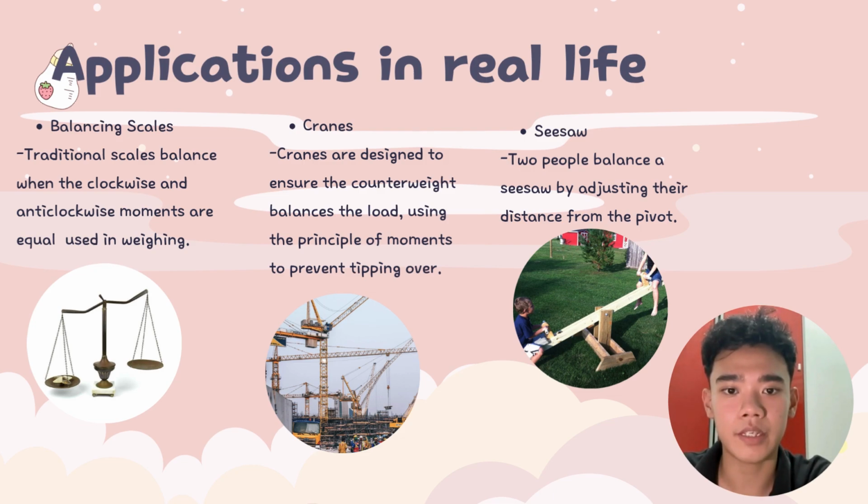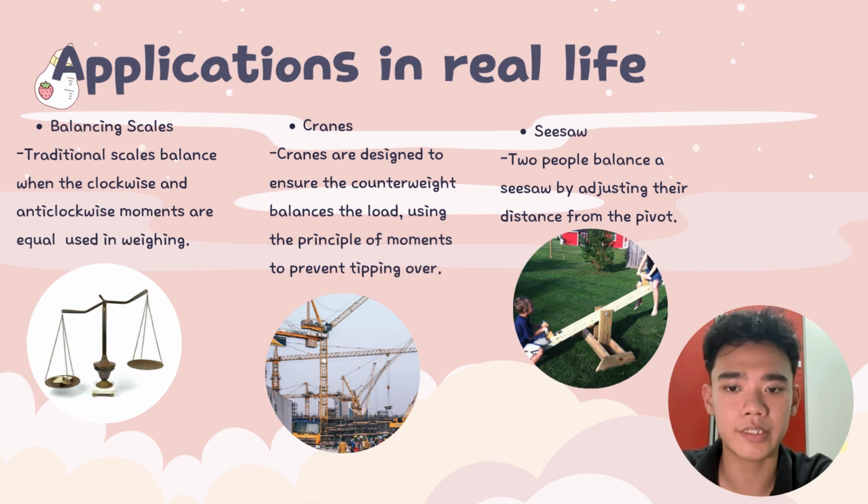For application in real life, there are 3 applications. The first one is balancing scales. Traditional scales balance when the clockwise and anticlockwise moments are equal. When you place an object on one side, you adjust a weight on the other side to balance it. This shows how both force and distance from the pivot affect balance, a practical way to measure weight.